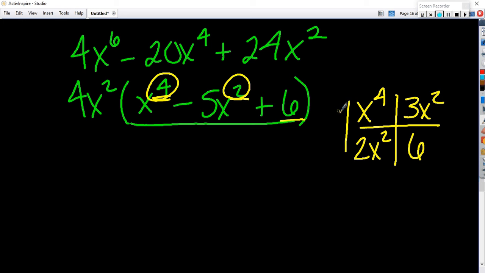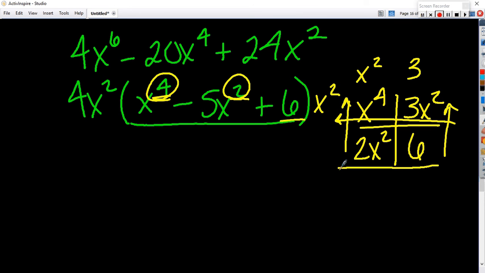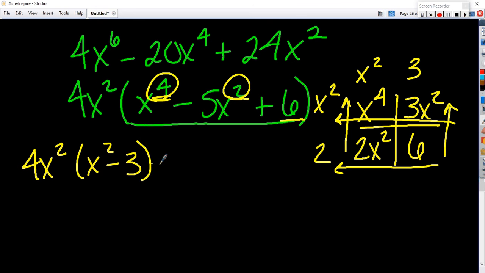All right, up and over, what's the GCF? X squared. So here you're doing the same thing that we did in the beginning where we pulled something out. What's the biggest thing you can take out of both of them? The most number of X's and the biggest number you can divide the coefficients by. How about second column? Three. How about here? X squared. And how about here? 2. So now I keep the 4x squared out front because it was already there. Remember, my signs are both minus. So x squared minus 3.